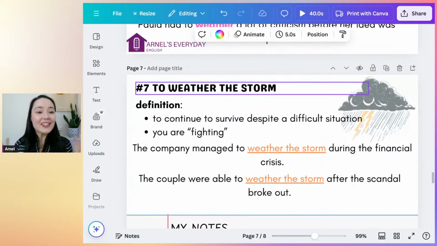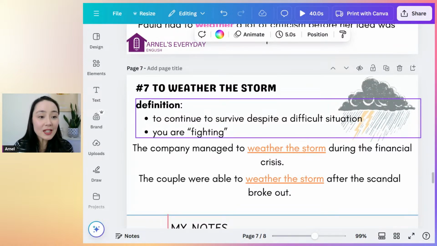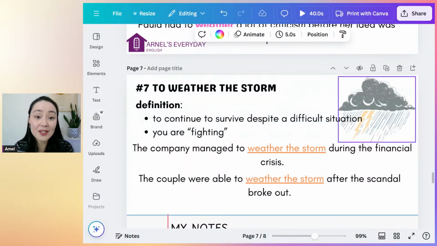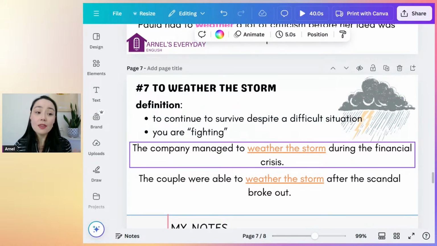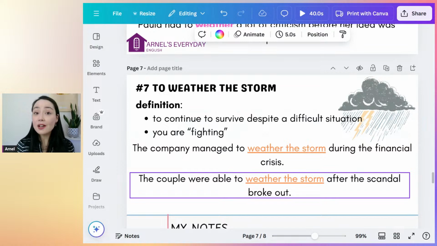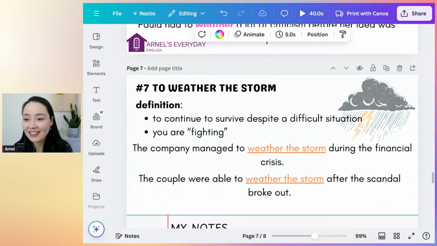Weather the storm. You weather the storm. To continue to survive despite a difficult situation, you are fighting. And this is a storm. You know, lots of wind, lots of rain. That's a storm. The company managed to weather the storm during the financial crisis. They survived. They fought. The couple were able to weather the storm after the scandal broke out. Nice.